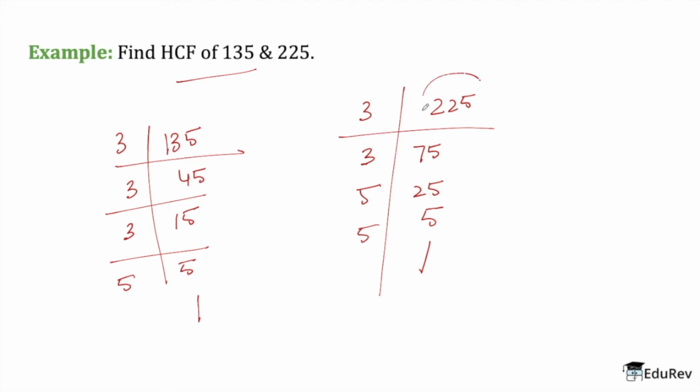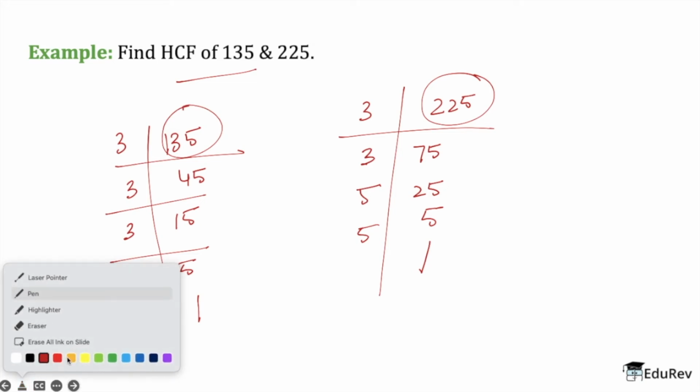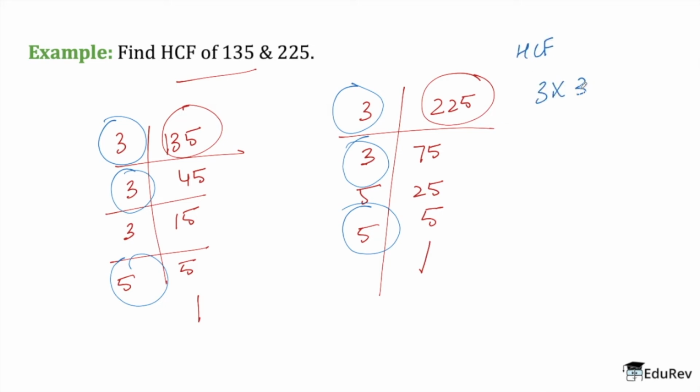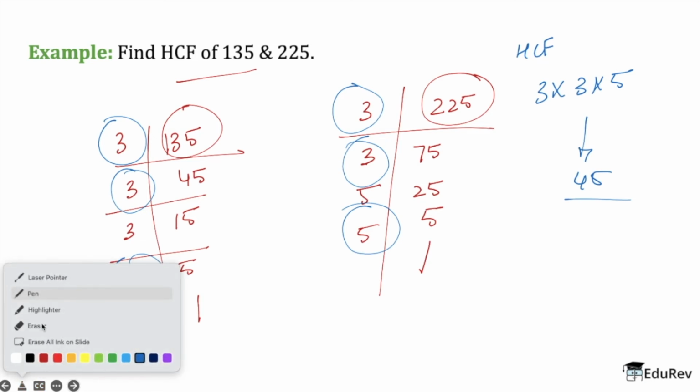So that means between your 225 and your 135, there are a few common numbers, and those few common numbers are going to be what? 3 and 3, then again 3 and 3, and then 5 and 5. So that means the HCF is going to be 3 into 3 into 5, that is nothing but 45. Now this is method 1 of solving the question, but we are not going to use it today. We are going to use the other method, that is your prime factorization method.